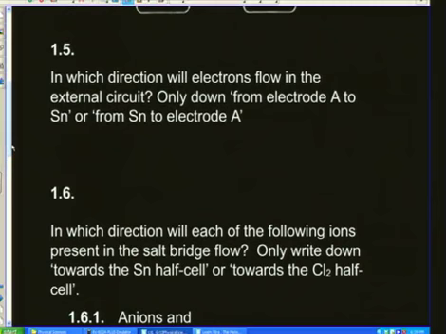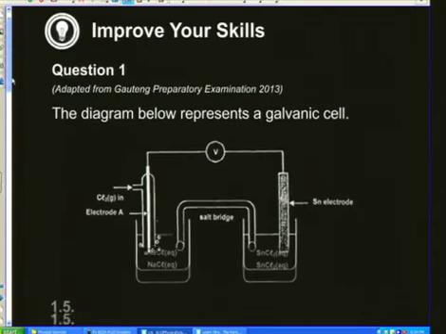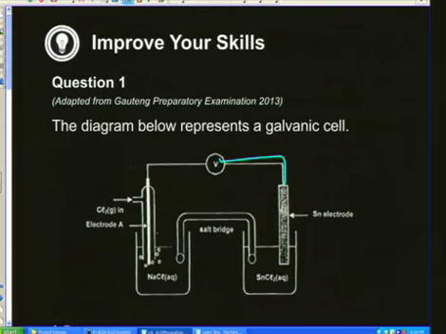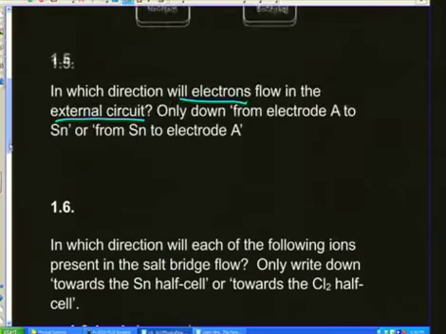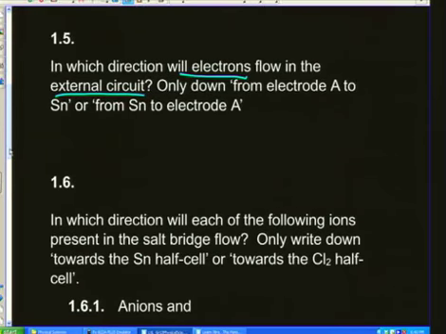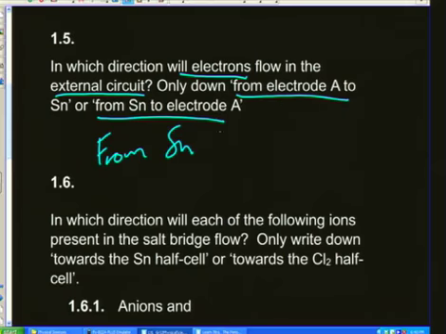Okay, next part of the question. In which direction will electrons flow in the external circuit? Well, we've answered it already. We've already established that the tin is the anode, so it's going to undergo oxidation at the anode. We must write down from electrode A to tin, or from tin to electrode A. I'm going to choose the second one. From tin to electrode A.